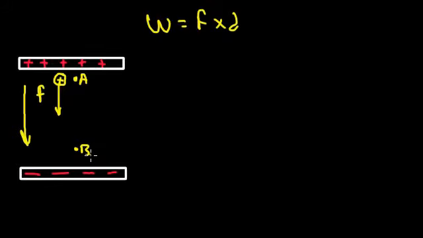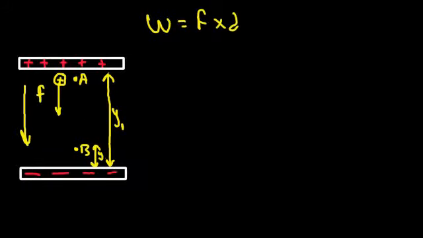Well, for it to be determined, we must have the distance between point B and the horizontal plate. Likewise, we must have the distance between point A and the horizontal plate. So let the distance between point A and the horizontal plate be y1, and let the distance between point B and the horizontal plate be y2.